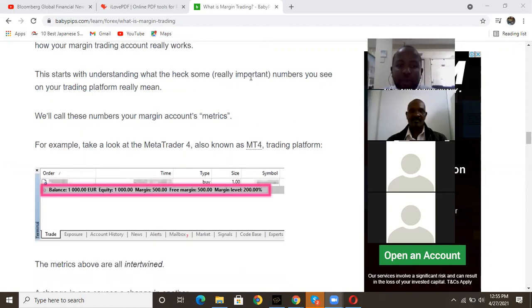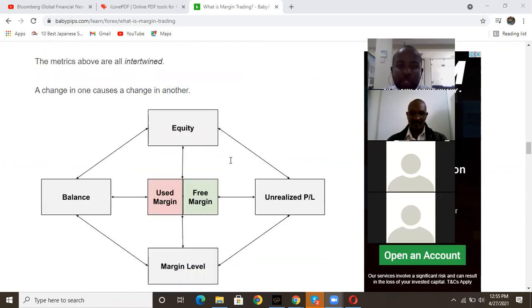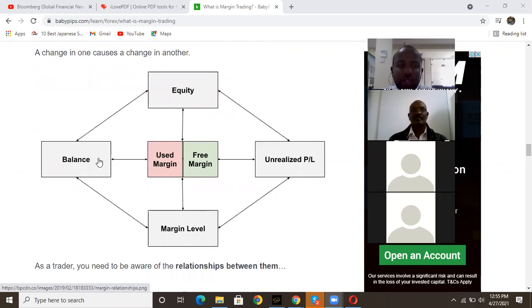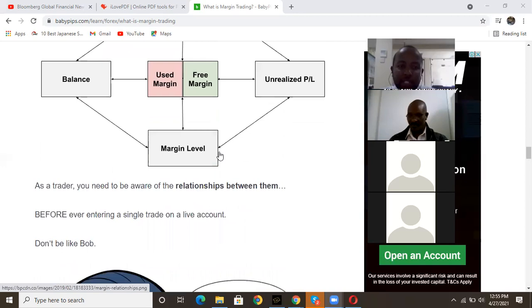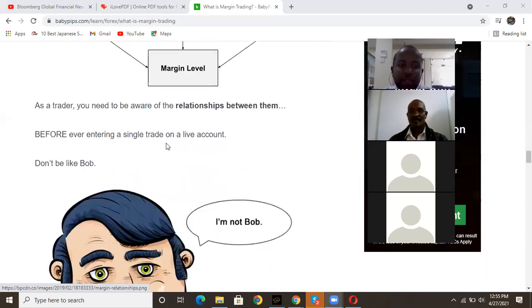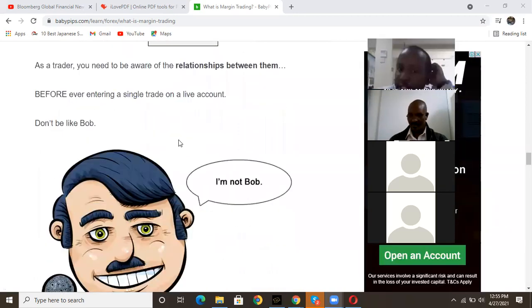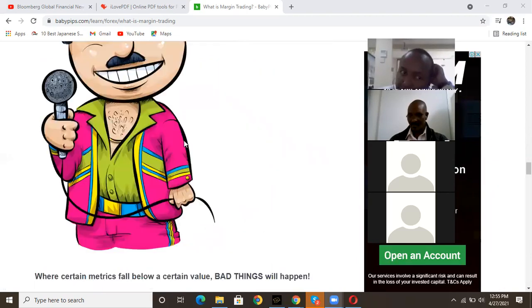This starts with understanding some really important numbers, and how they are interrelated. We have equity, balance, used margin, free margin, unrealized P&L, and margin level. This is what I'm mostly going to be dealing with. You have to understand the relationship between them before you enter any single trade on a live account, so you really need to understand how they operate.